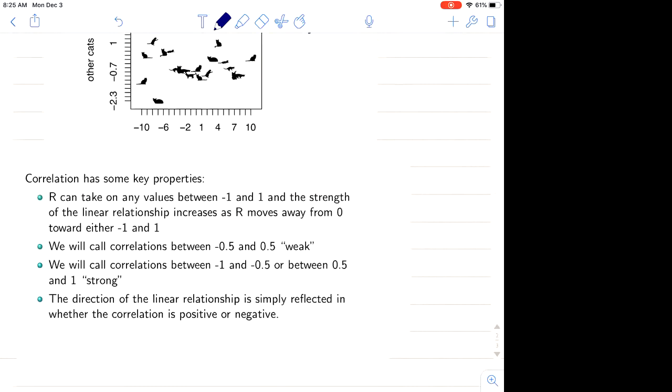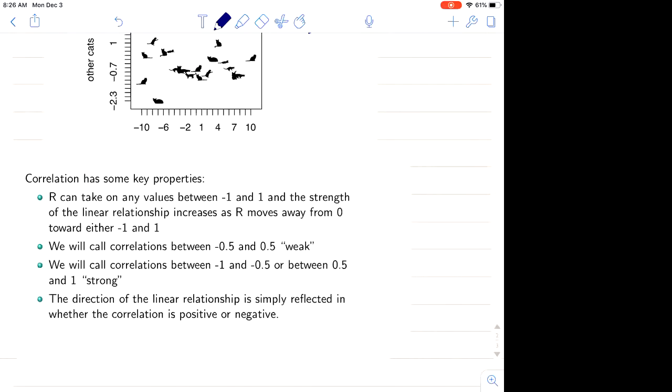So negative values mean you have a negative relationship, positive values mean you have a positive relationship. Okay? And so for a correlation of 0, anything between 0 and 0.5 on either end, positive or negative, we're going to call weak. Anything beyond 0.5, in either the negative or the positive direction, I'm going to call strong. Okay? And so that's what we have here.